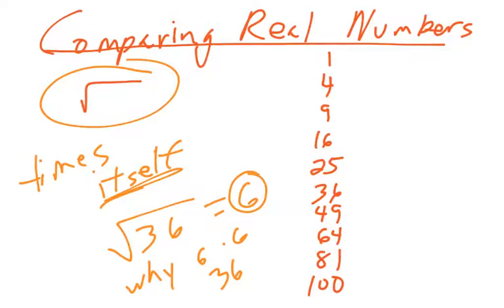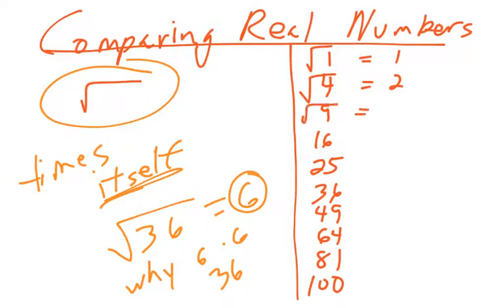So on this right-handed column, I have some numbers written down, and these numbers are actually called perfect squares. The reason why they're called perfect squares is because they're integers that have a square root that is also an integer. So if you look, the square root of 1 is 1. The square root of 4 is 2, because 2 times 2 is 4. The square root of 9 is 3. So these are your perfect squares, and I can go down the line.